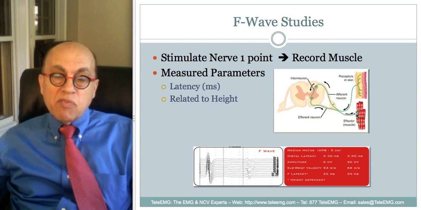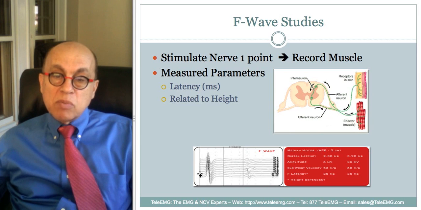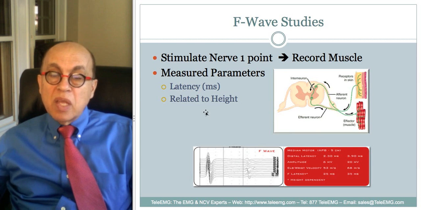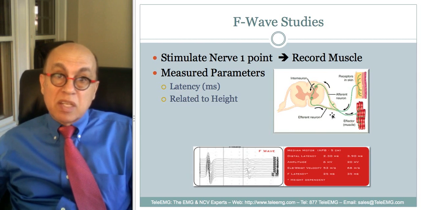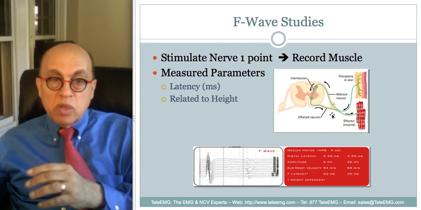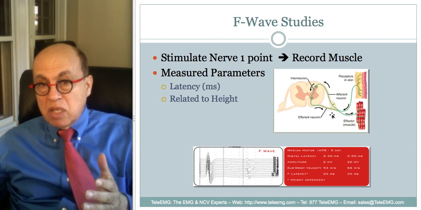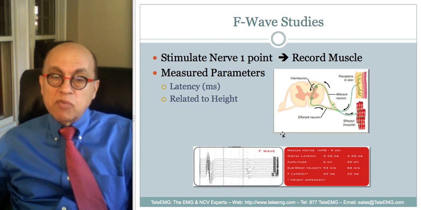And that is the F wave. For the F wave, we stimulate the nerve at one point and we record from the muscle. We measure the latency, in other words, the distance from the stimulus artifact here to here. And you guessed it, because a tall individual is going to take much longer to go up and down the spine, whereas a shorter individual is going to take much less time to go up and down. So we always relate that to height. And that's the F wave.